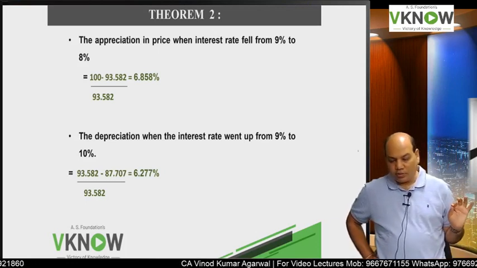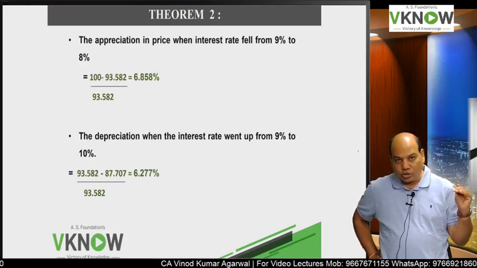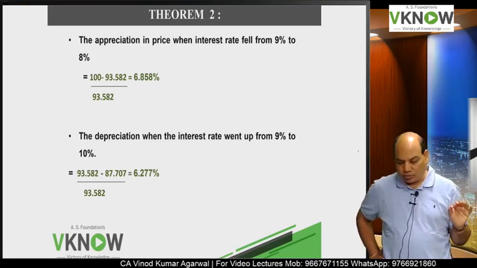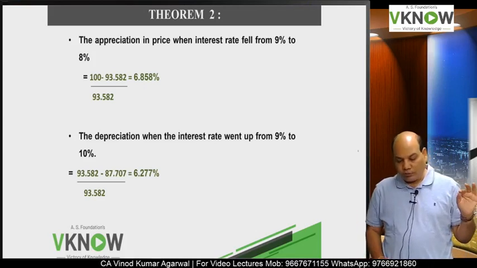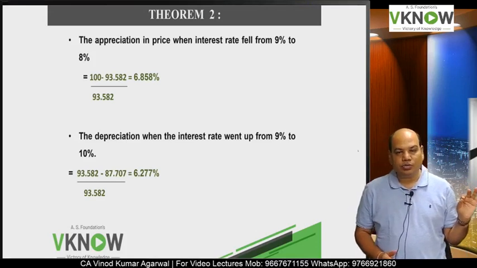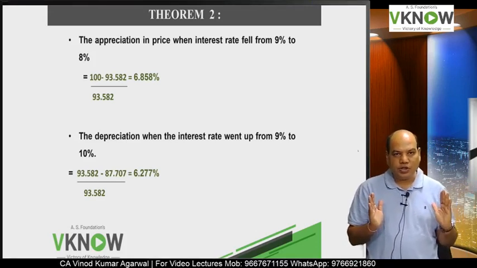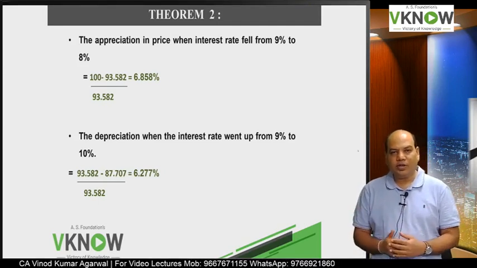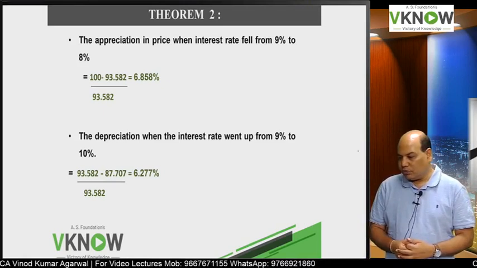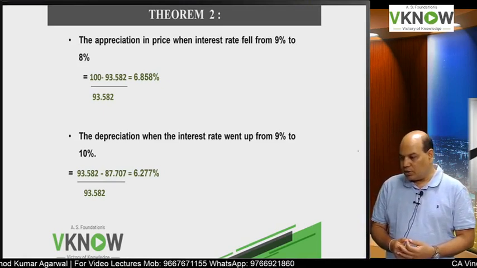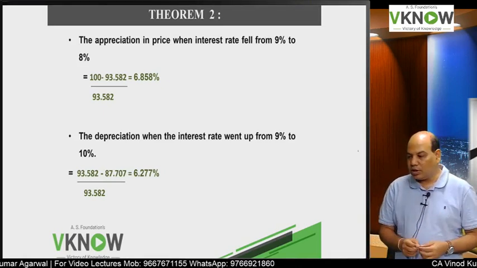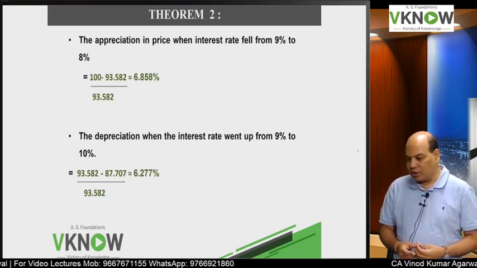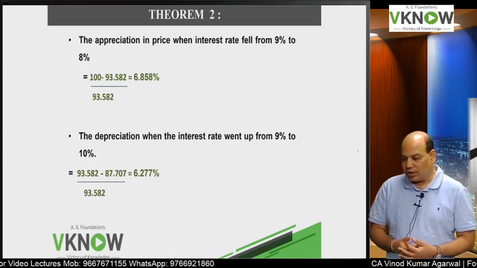Go to your earlier table. When interest rate goes down from 9% to 8%, the bond price has gone up from 93.58 to 100 rupees. So the change in the bond price is 100 minus 93.582 divided by 93.582, converted into percentage, multiplied by 100. So check whether you are getting 6.858%. And now we'll also see depreciation.